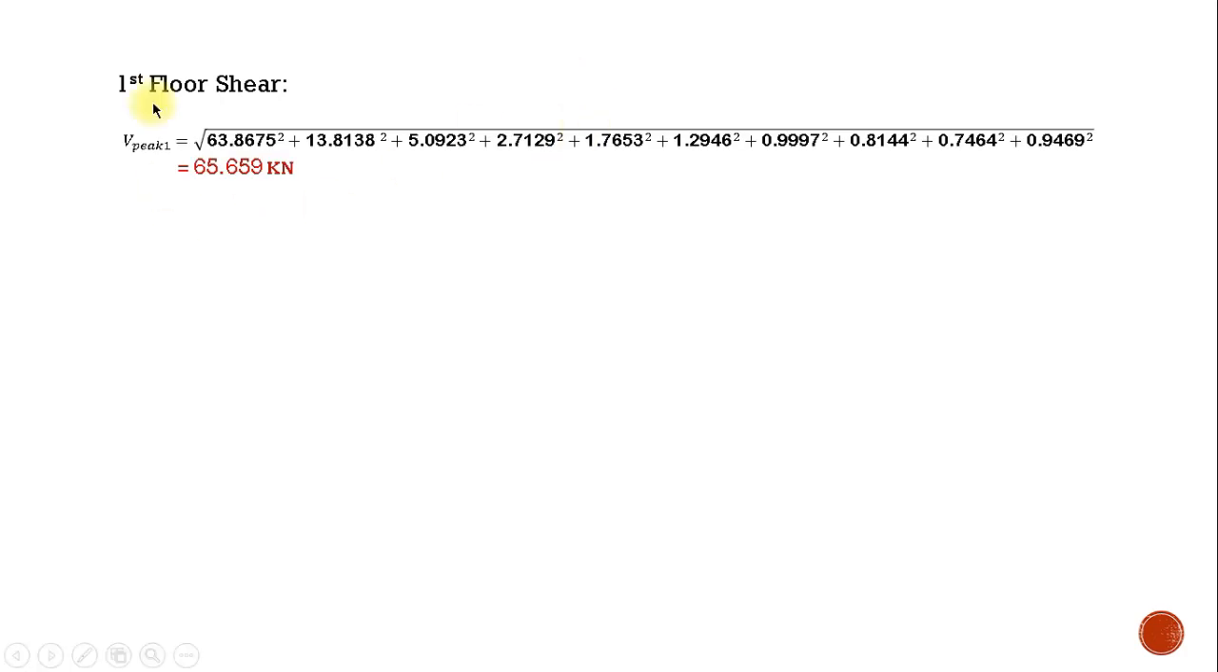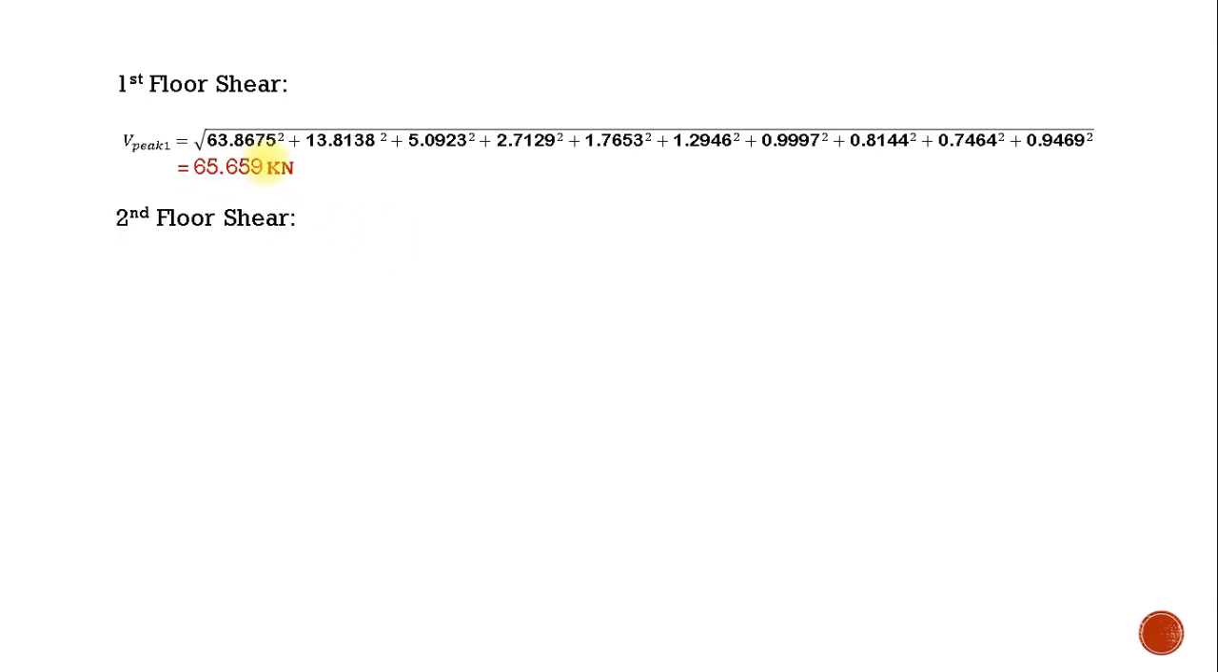So for the first floor shear or the peak story shear in the first floor, since ang ating gagamitin na formula ay square root sum of squares, ito yung ating magiging solution. So for the peak story shear sa ating first floor, ito yung ating magiging solution. The square root of this: 63.8675 is the modal story shear for mode 1. And for this, 13.813 for mode 2, 5.0923 for mode 3, and so on. And this last 0.9469 is the modal story shear for mode 10. So ang ating magiging peak story shear sa first floor ay 65.659 kilonewton.